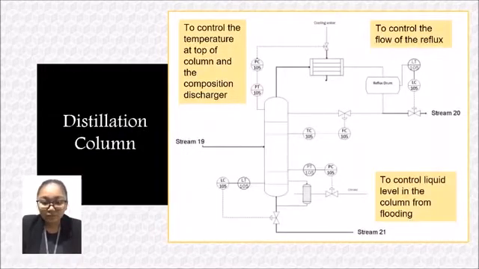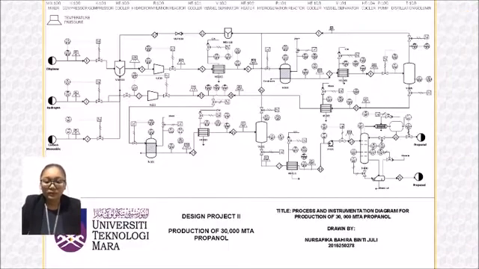And lastly, for the distillation column, it has three objectives, which are to control the temperature at the top of the column and the composition of the discharge, to control the flow of the reflux, and lastly to control the level in the column from flooding or from having a low flow rate. So this is our process and instrumentation diagram. Next, I will pass this presentation to Miss LIYANA.